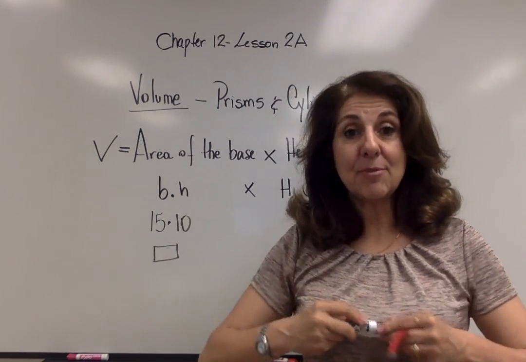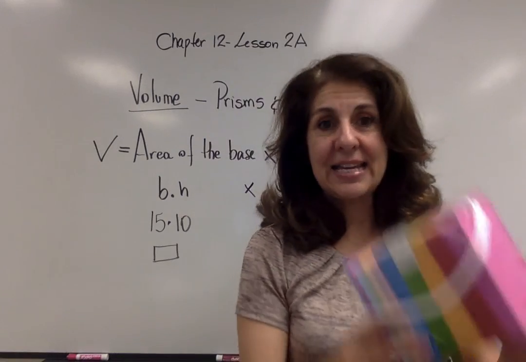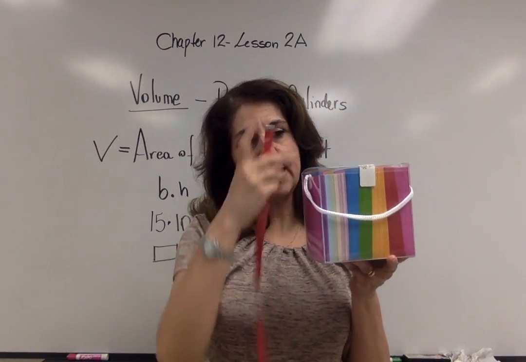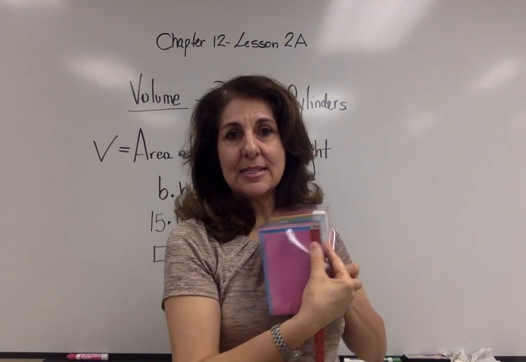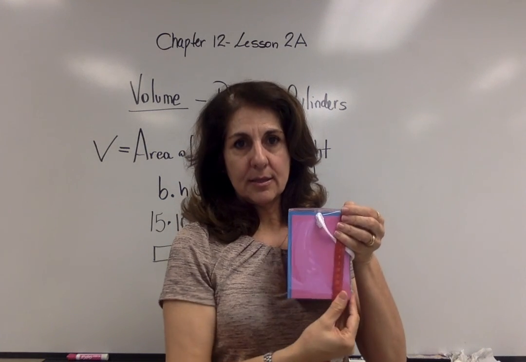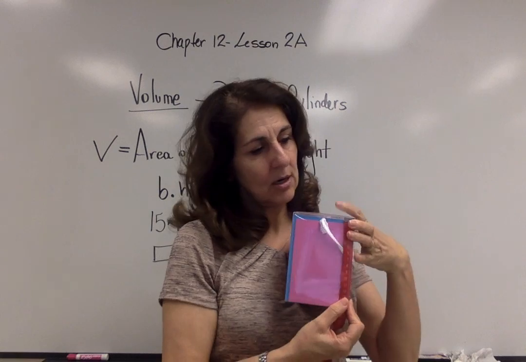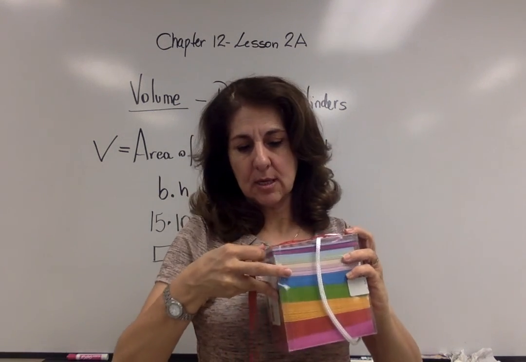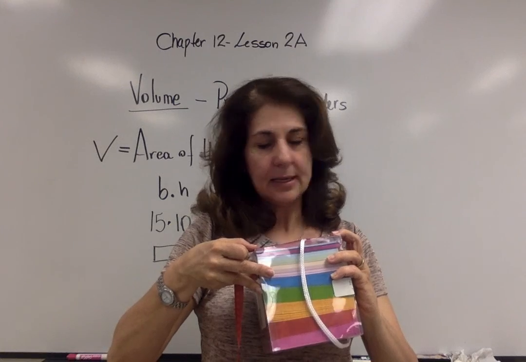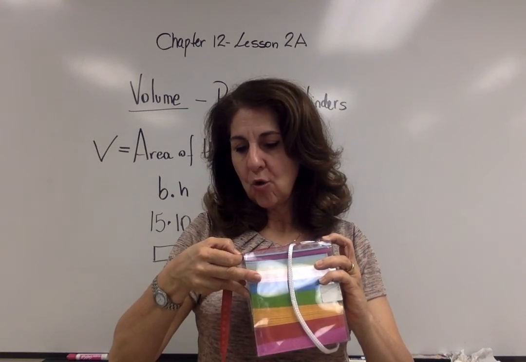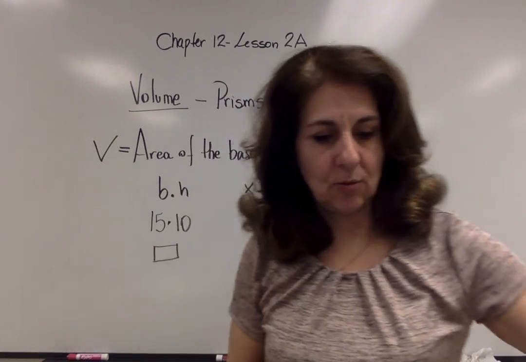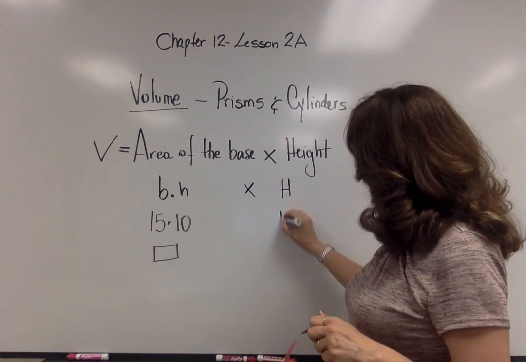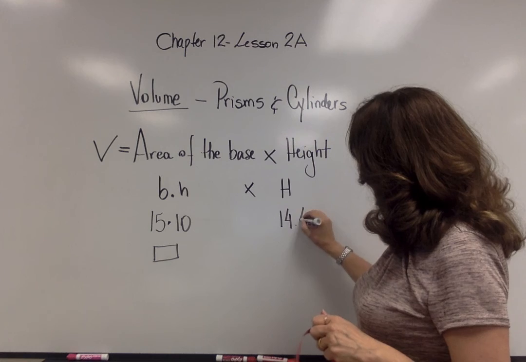And now I am going to find the height. What is the height? This is the base, this is the other base. So the height is the distance between these two bases right here, and let me see how much it measures. It measures 14.5. So the height of my geometric figure is 14.5.